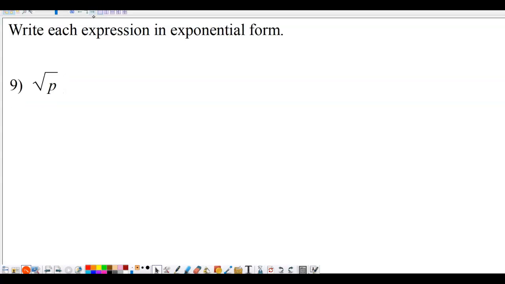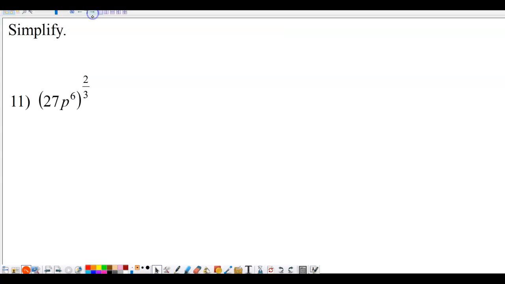Now we're going to do the same thing this time, but instead of rewriting it as a root, we're going to write it as a fraction power. Now, for a square root, this is a regular square root. When you have a regular square root, the root is a 2, and the power out here is a 1. So if I wanted to rewrite that as a fraction power, this would be p to the 1/2 power. Same thing with that one. I'll let you guys handle number 10.